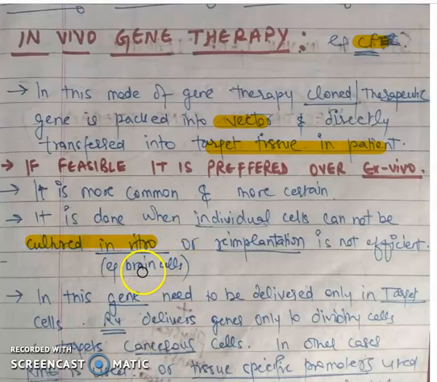For example, if neurons are there, we cannot culture neurons outside the patient's body, we don't have that facility still. So in that case we have to go for the other approach only. Or if there is no reimplantation technology, like how we are going to put back the cell into the patient, that technology we don't have for the relevant type of cell, then also we go for ex vivo gene therapy.